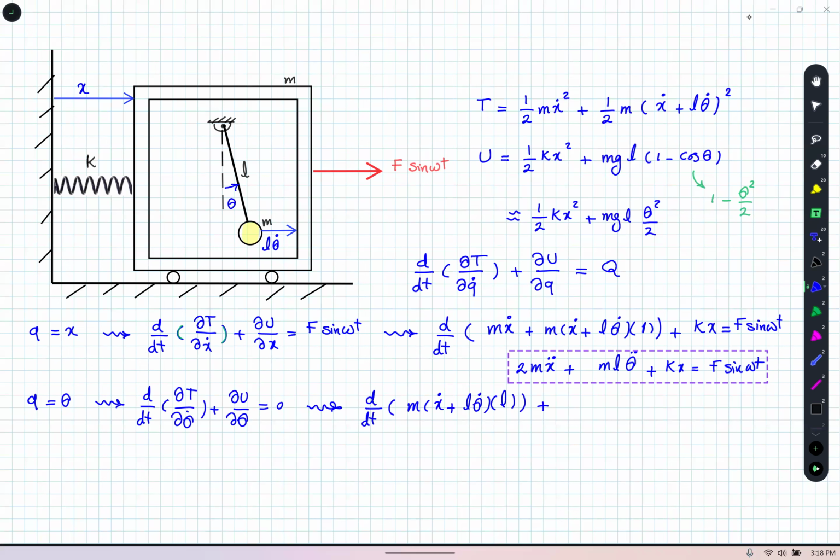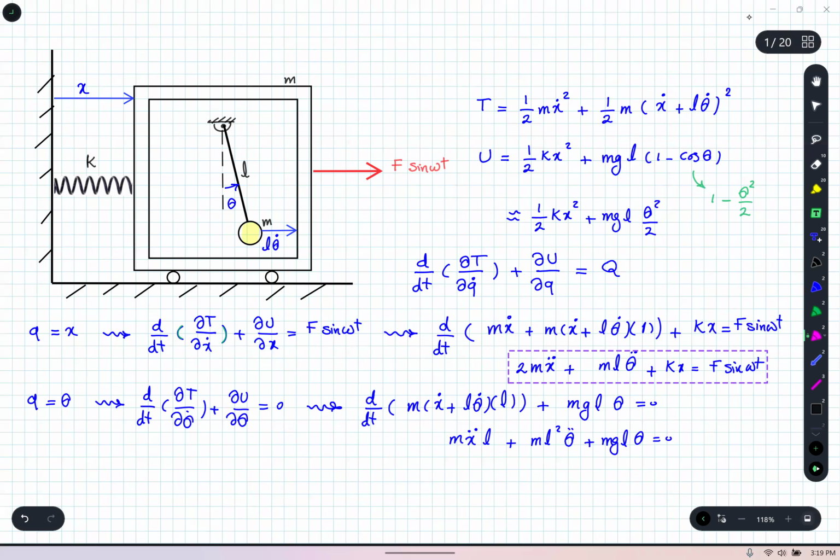Then the derivative of U with respect to theta gives me mgL theta equal to 0. And here I can simplify it, doing the derivative one more time with time: m x double dot, multiplied by L. Then I have mL squared theta double dot plus mgL theta equal to 0. I should be able to cancel this L and simplify it. And here is my second equation.